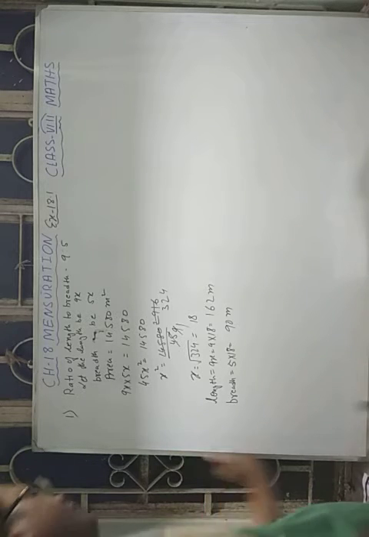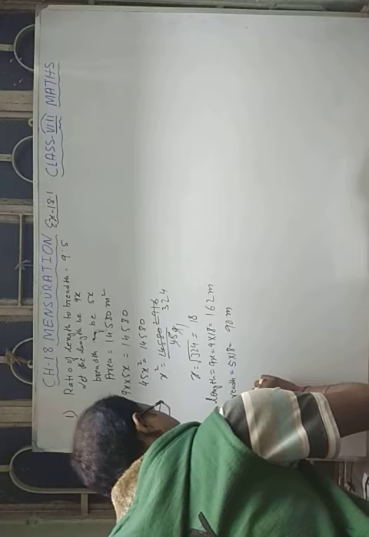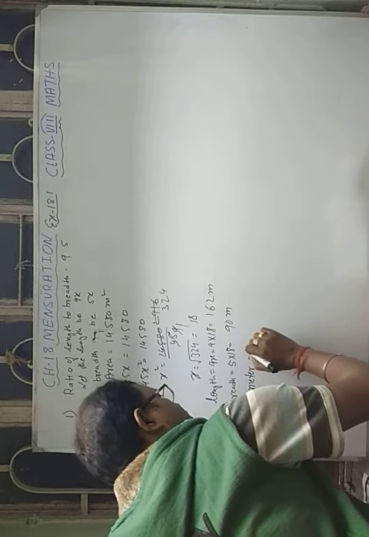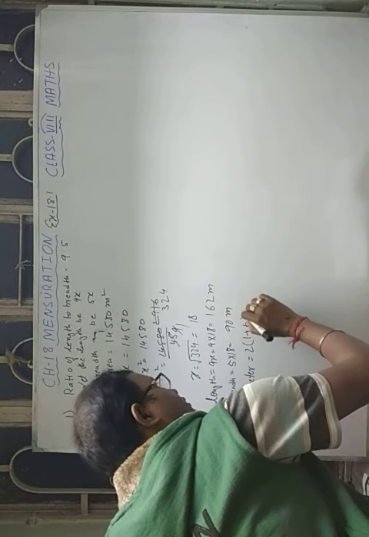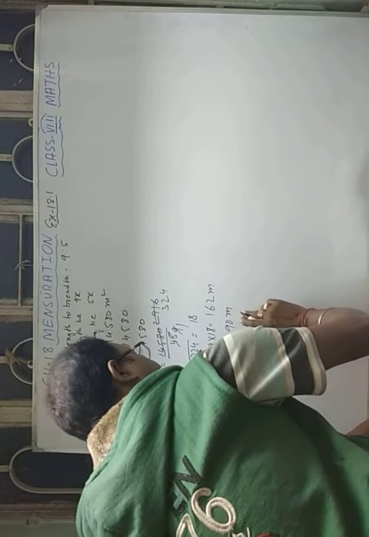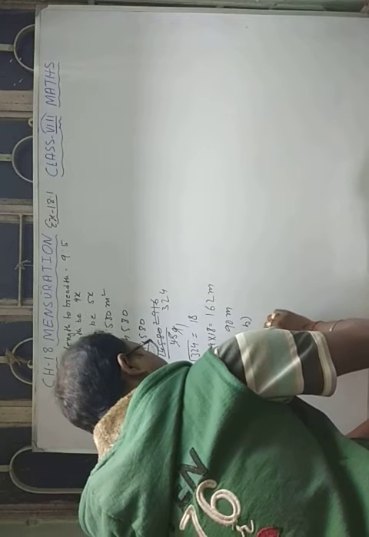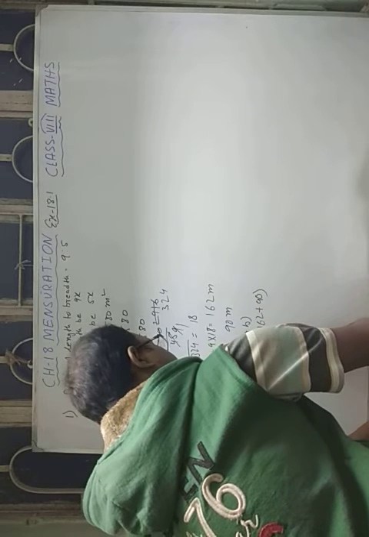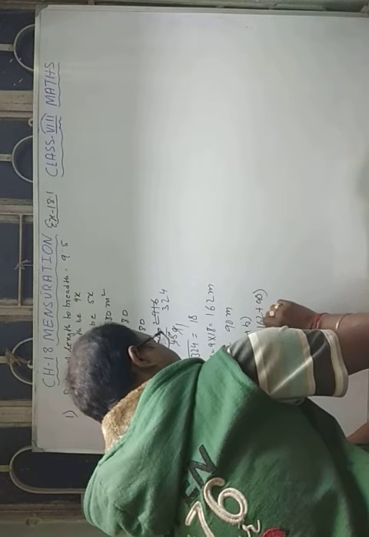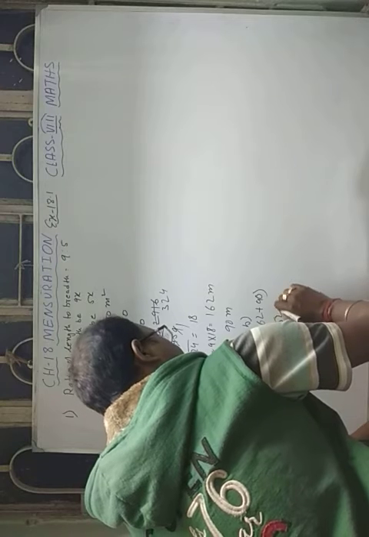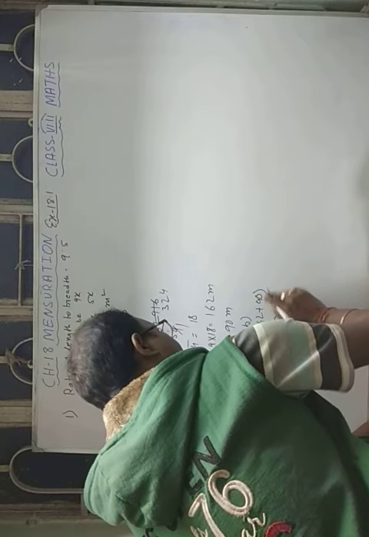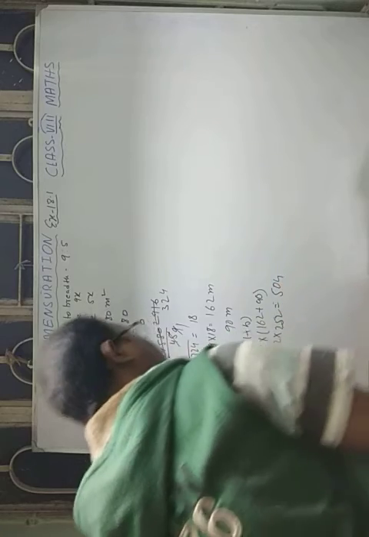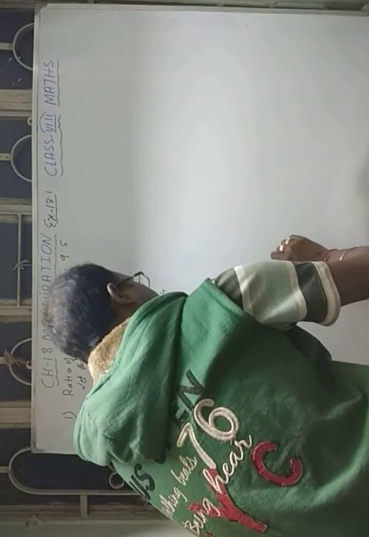Now you can find the perimeter. Therefore perimeter of the field is equal to 2 into (L plus B). So that is equal to 2 into (162 plus 90). So 2 into 252, that is equal to 504 meter is the perimeter.